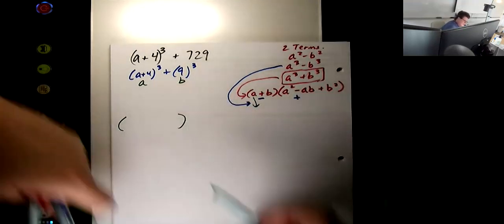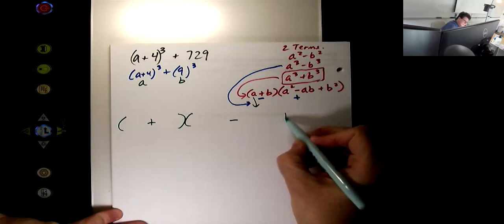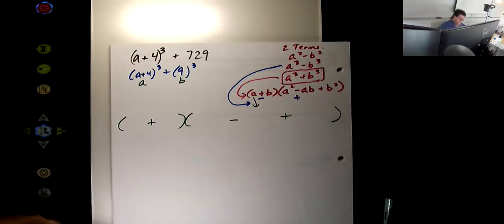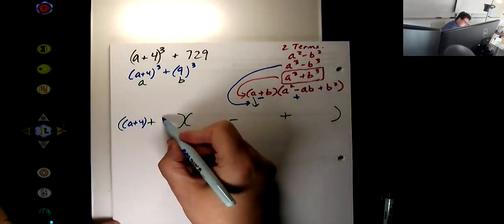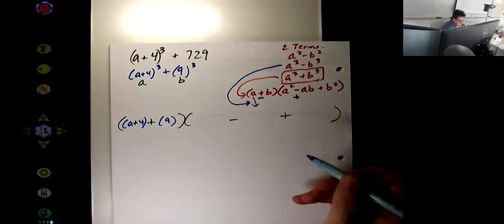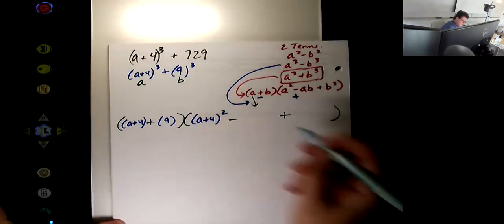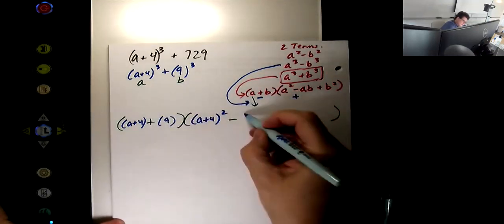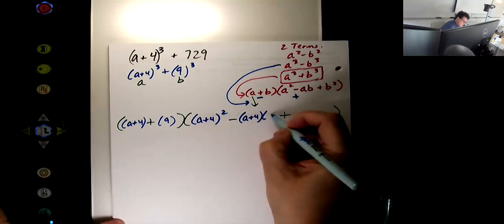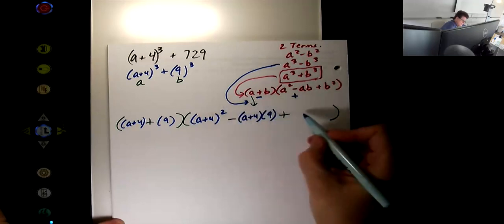So everywhere I see an A, I'm going to put an a plus 4 in this formula. Maybe I'll set it up with just the symbols first, and then do the other stuff in a different color. So a plus 4 goes here, and b goes here. A squared goes here, and that's a plus 4, so (a + 4) squared. Then I've got to multiply these two: minus (a + 4) times 9. And then plus b squared, and b is 9, so 9 squared.